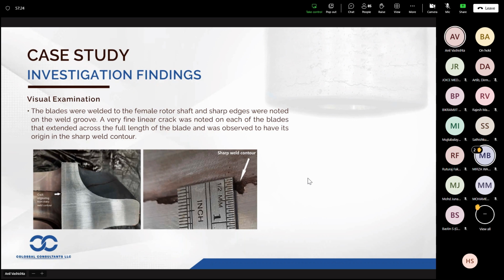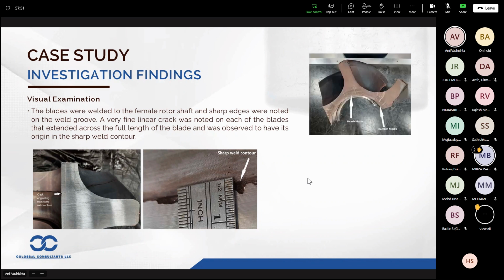During the visual examination, the blades were noted to be welded, and sharp notches were noted on the weld groove. On this right hand side photograph, you can see the sharp notch which was associated with the weld. A very fine linear crack was noted on each of the blades that extended across the full length of the blade and was originating from the sharp notches.